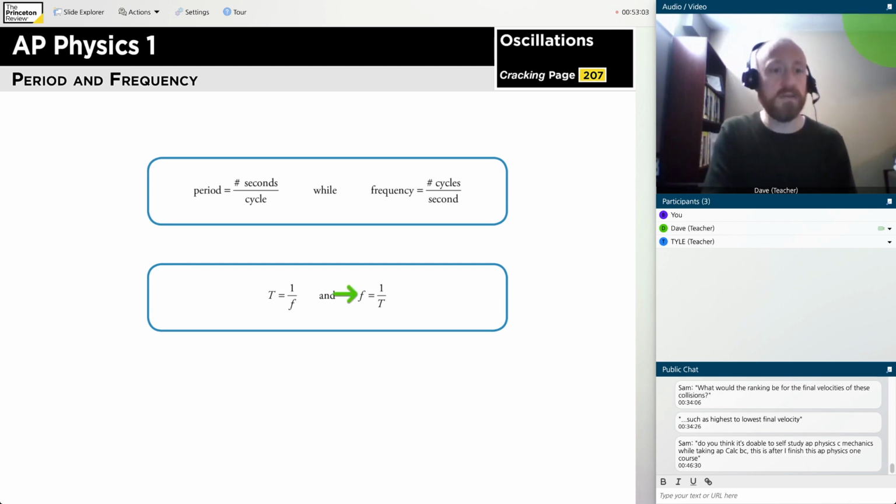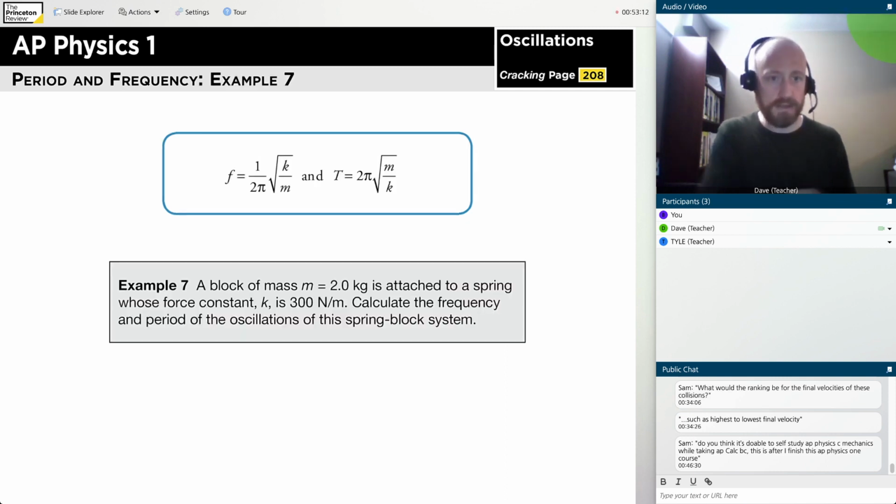If we take a look at our spring mass system, it has a unique expression for the period and the frequency. And that's true for any simple harmonic motion system. It'll have its own equation for period and hence frequency. So here we've got period is 2 pi root m over k. And then if you wanted the frequency, flip it. 1 over 2 pi root k over m instead.